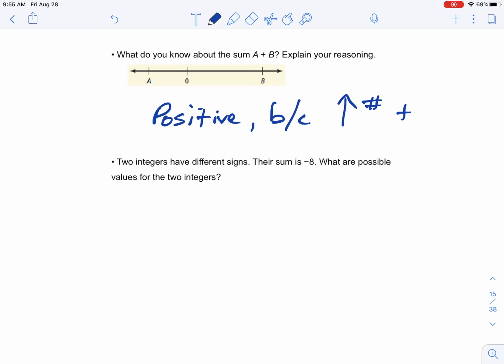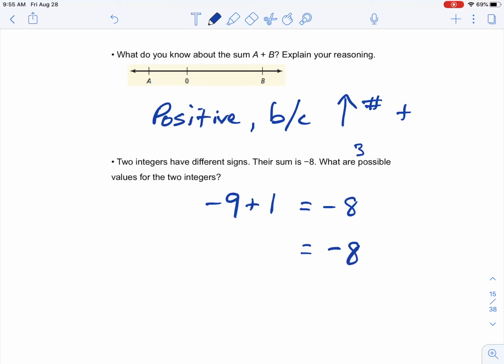Now the last thing here is 2 integers have different signs and their sum is going to be negative 8. What are some possible values for the 2 integers? Okay, and I'm going to ask us maybe do 3 of them. What are 3 possible values this could be? So one of them that pops into my head would be like negative 9 plus positive 1. So they have different signs. The 9 is negative and the 1 is positive, and their sum comes out to be negative 8.